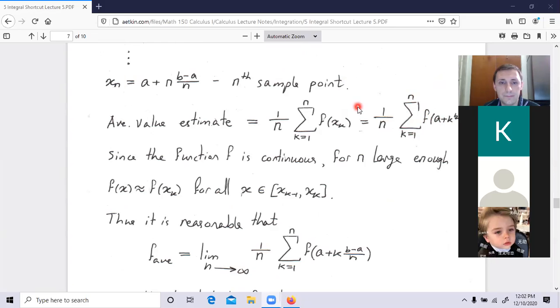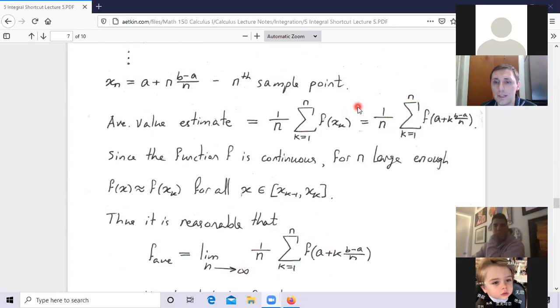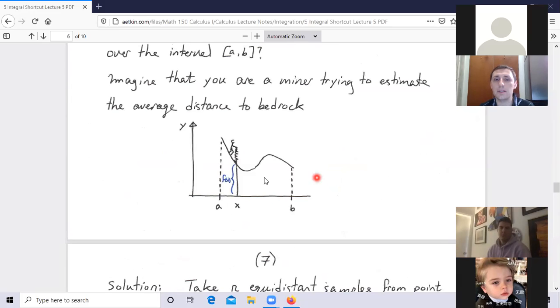So it is reasonable, right? Because I took just finitely many samples, it's reasonable that if I push n to infinity, I become very obsessive and I take the samples at much narrower intervals, that I will get the average value to be the limit as n goes to infinity of 1 over n, summation of f of a plus k times b minus a over n. Guys, so please, before I move on, you're looking at this formula. Does the formula make sense to you? Do you understand why I take the limit? If I take the limit, it's like I am taking denser points at which I average, and then I have a better sampling of the terrain.